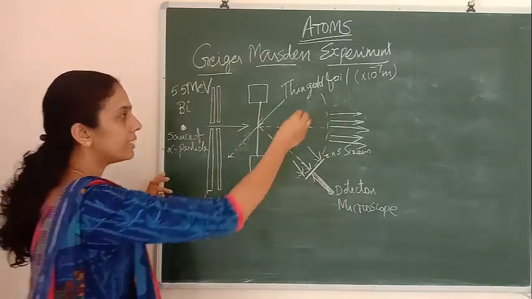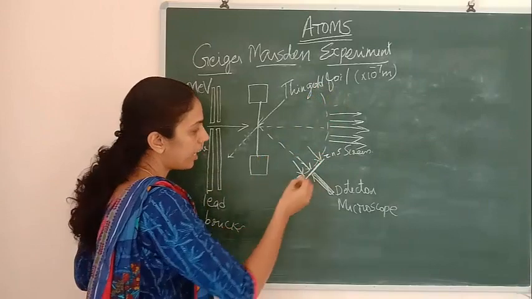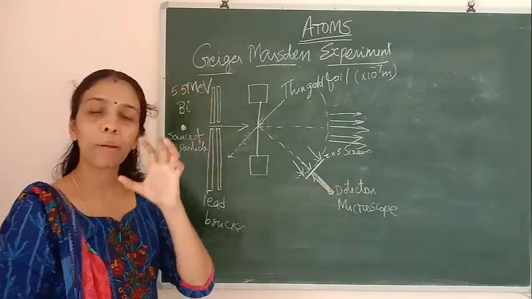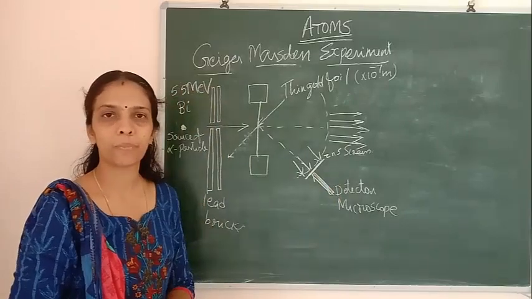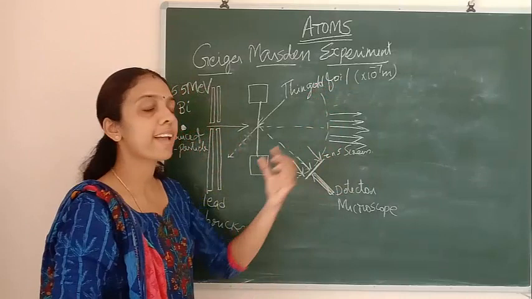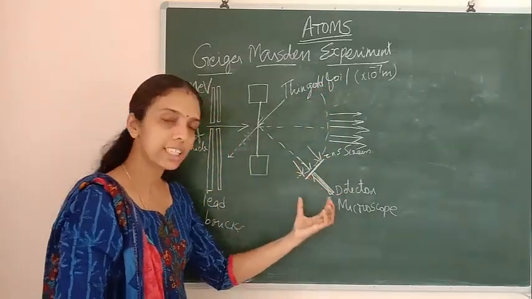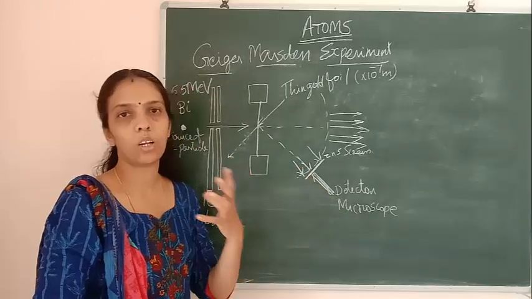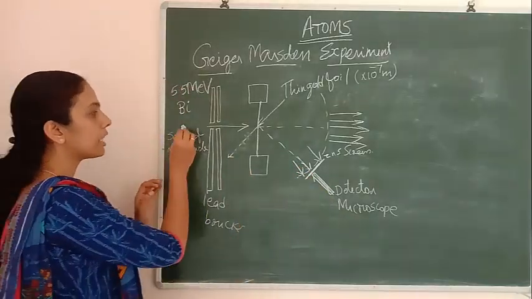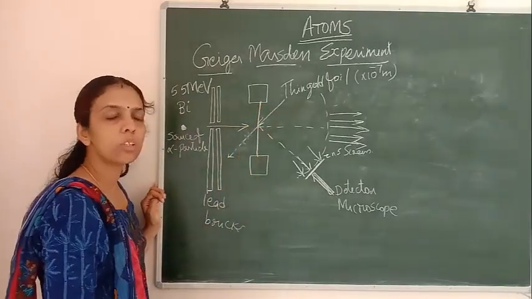Here one zinc sulfide screen is kept, along with a detector and a microscope, placed in a circular manner. So what will happen if the alpha particles fall on this gold foil?